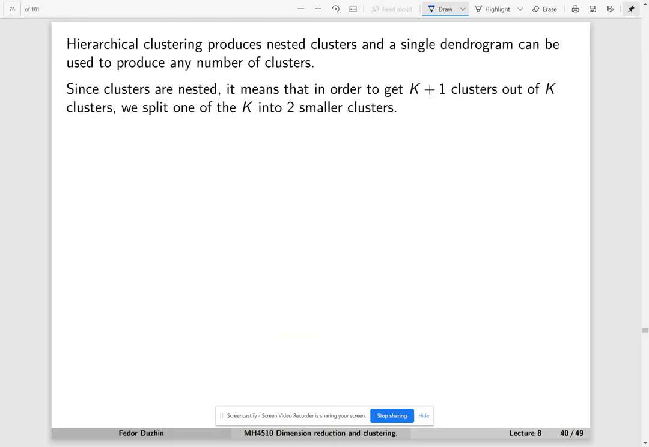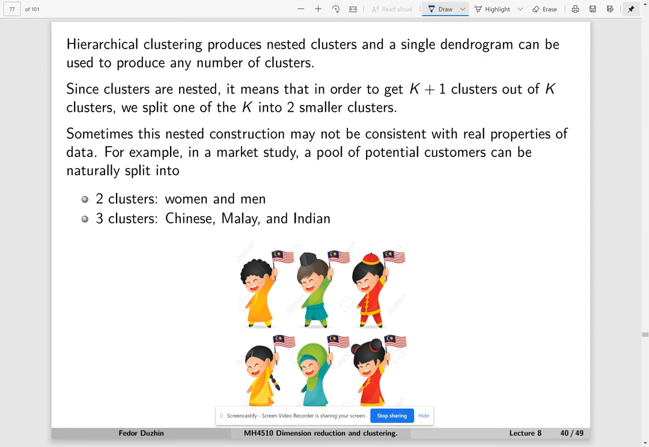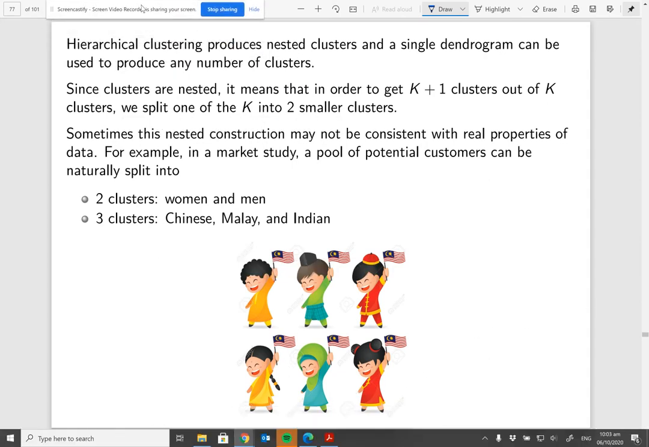More generally, to get k plus 1 clusters out of k clusters, we just split one of these k into 2 smaller clusters. Sometimes this construction may not be consistent with real properties of data, and this is the disadvantage of hierarchical clustering.